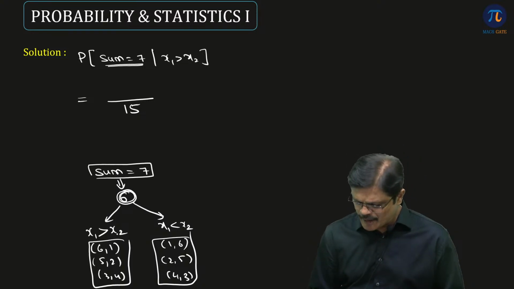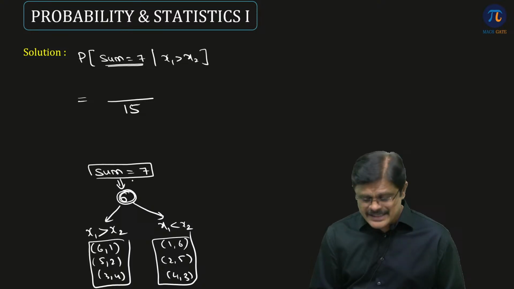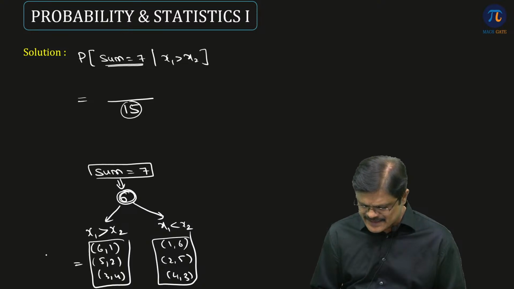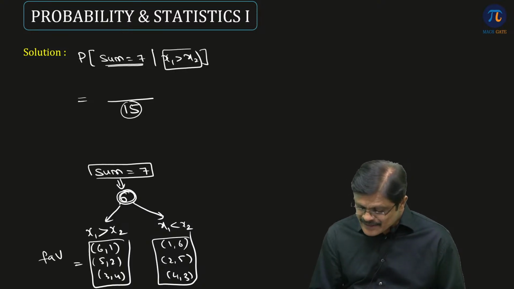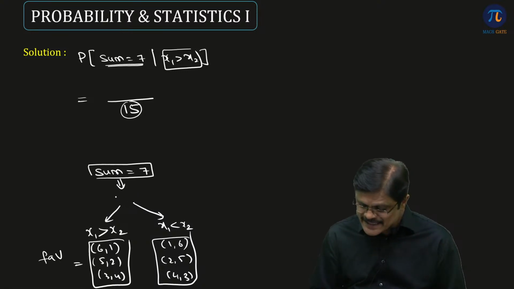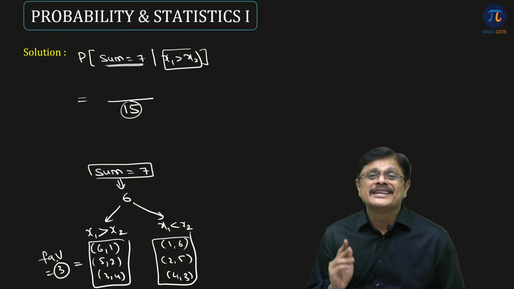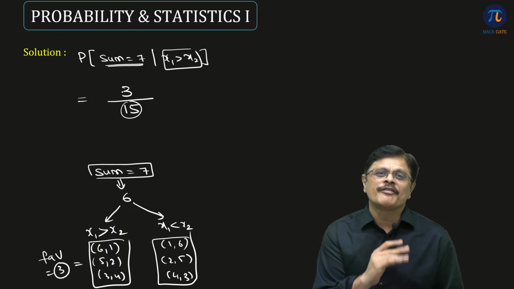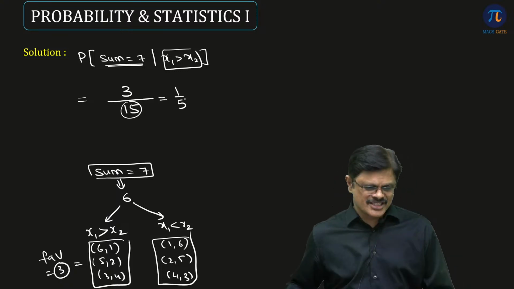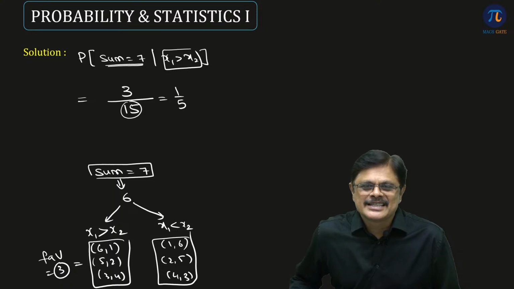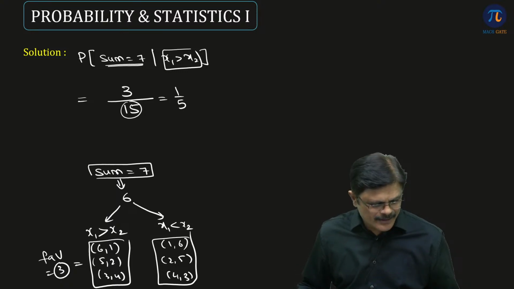So here how many are favorable for sum equal to 7? Out of this 6, out of this 15, 3 cases. These are the favorable cases because x1 greater than x2 happened. Then for sum equal to 7, we don't have 6 favorable cases, sir. Only 3 favorable cases. 3 out of 15. So what is the answer, my dear friends? 1 upon 5. Have you understood? Very good.